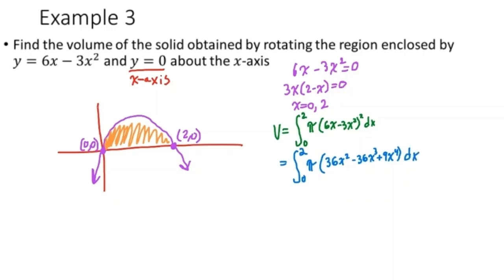Now from there, we can apply our power rule. Then we can plug in our bounds and then subtract the results, and we get that the volume of our solid of revolution is 48 over 5 pi.